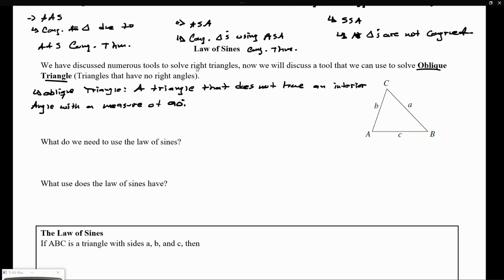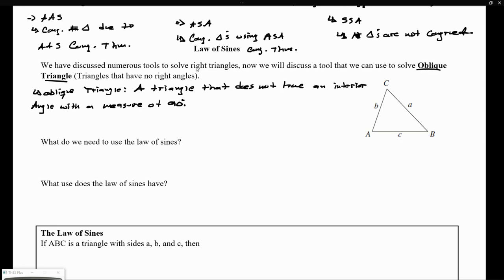The law of sines is going to be a tool that we can use for any triangle, because we have different ways to solve right triangles. The most important one being the Pythagorean theorem, or we can even use what we've discussed in trigonometry using SOHCAHTOA. But now we want to concentrate on situations where perhaps our triangle is not specifically a right triangle. And for that, we're going to use the law of sines.